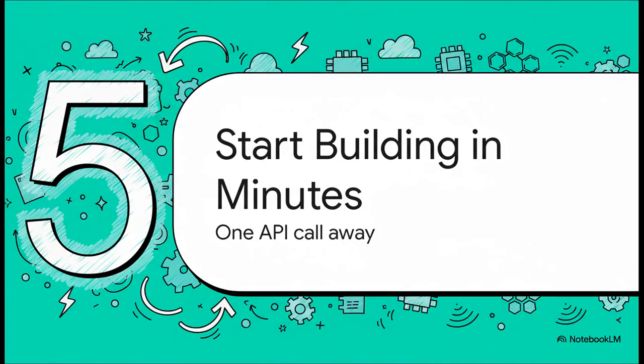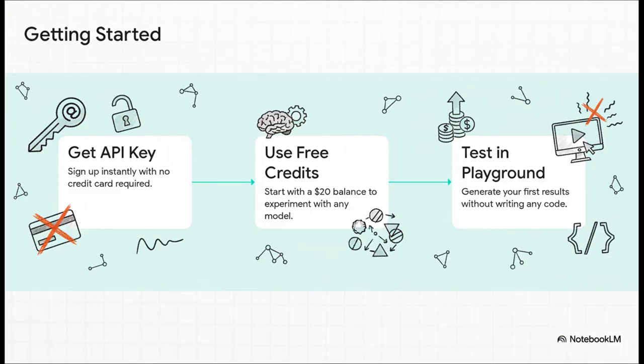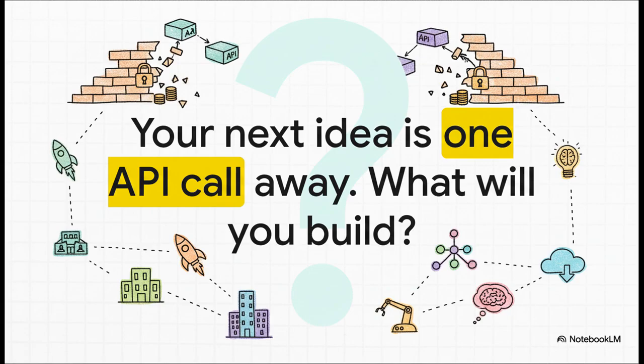So, if you're feeling inspired right now, the last piece of the puzzle is, okay, how do I actually get started? Well, the whole process is designed to be as simple and frictionless as possible. It's really just 3 simple steps. First, you sign up and get your API key. You don't even need a credit card. Second, they start you off with a free $20 credit balance so you can experiment with any of the models. And third, you can test everything out in their playground and see results instantly without writing a single line of code.